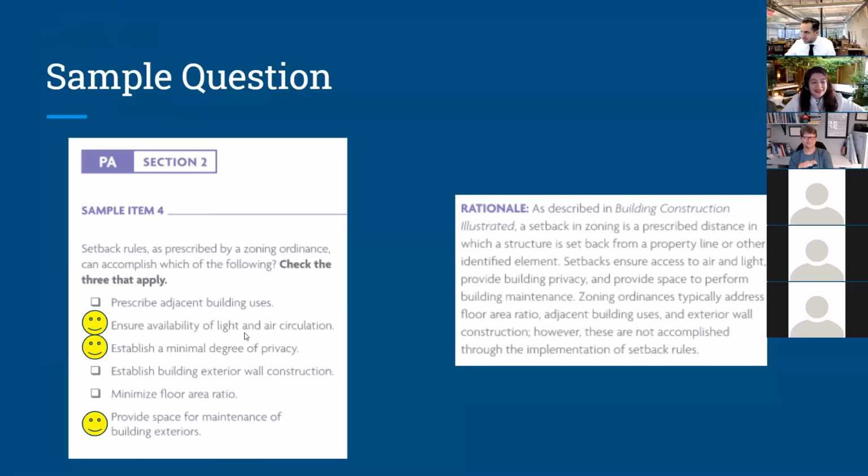Ensure availability of light and air circulation. Establish a minimal degree of privacy. And provide a space for maintenance of building exteriors. What about prescribing adjacent building uses? Okay, so these are the accomplishments of setbacks.